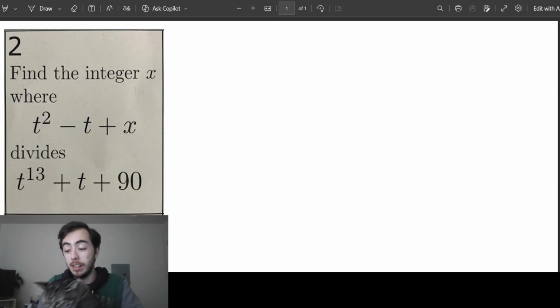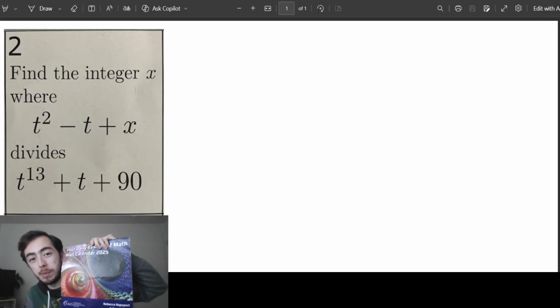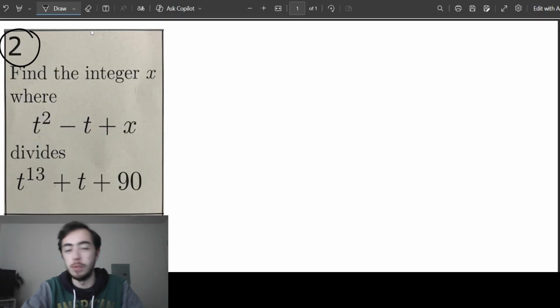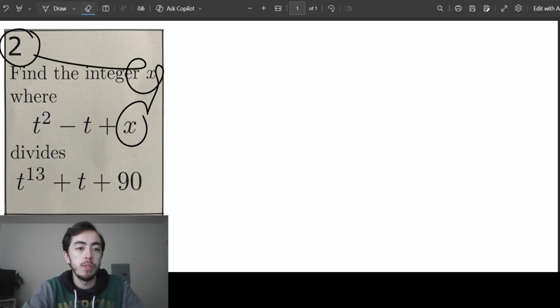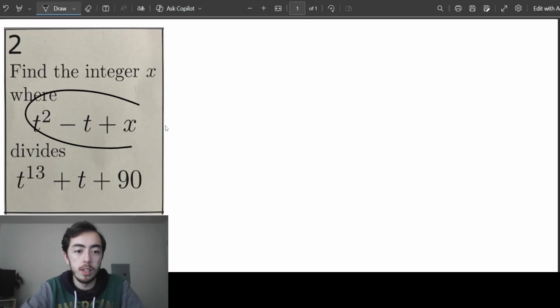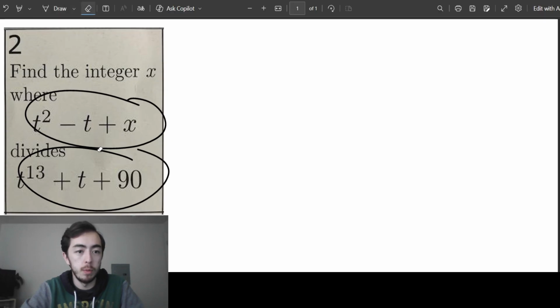Today is December 2nd, and we're solving problem 336 from the Daily Epsilon calendar. And the answer today, x, should be equal to 2 because the answer should match today's date. So we're just doing some polynomial division today, it looks like. We need to find the integer x where this polynomial divides that polynomial.